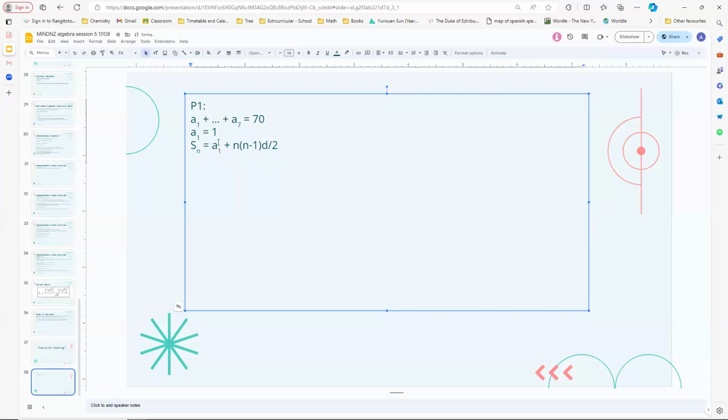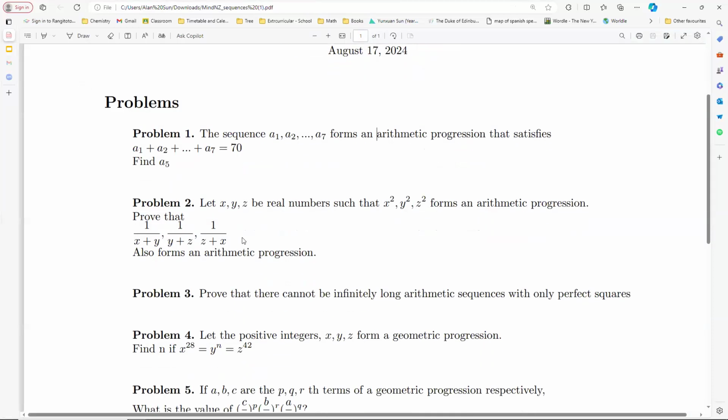So n equals 7. And n times n minus 1 divided by 2 is 7 times 6 divided by 2, which is 21. So we have the sum is equal to 7 times 1 plus 21d. But we also have that the sum is equal to 70, right? So we have that 70 equals 7 plus 21d. So 63 equals 21d. So d equals 3. And then let's move on to the next problem.